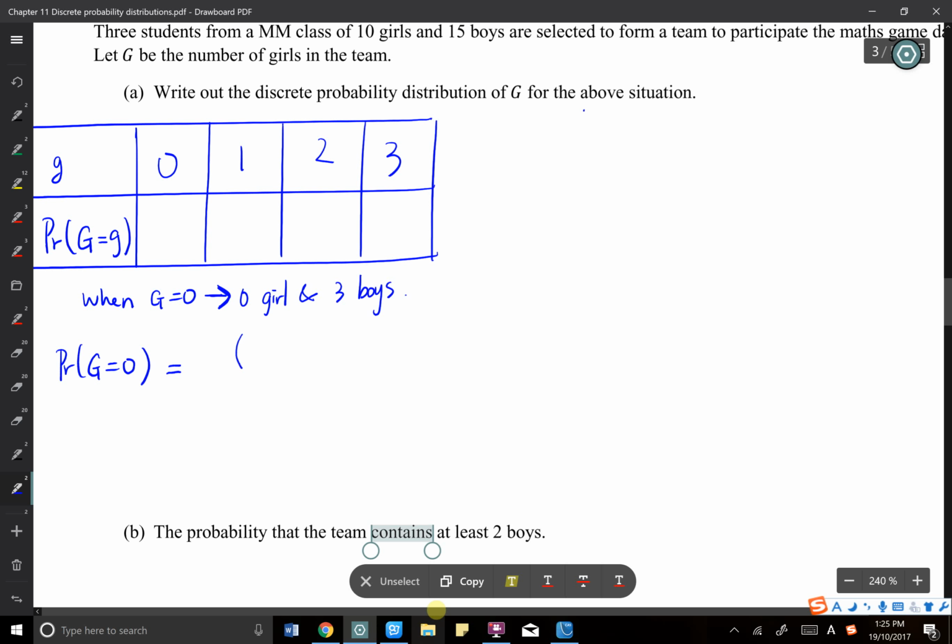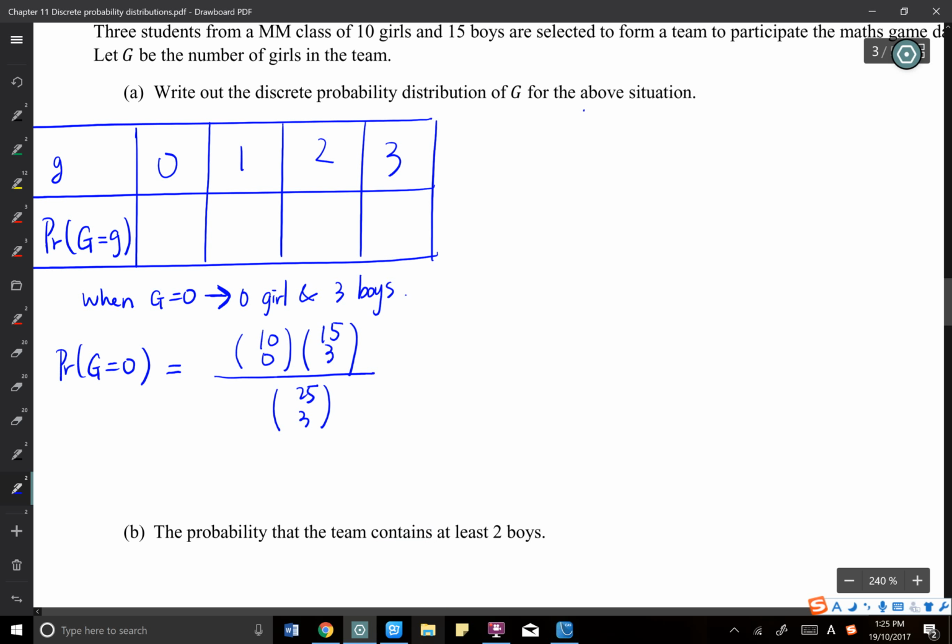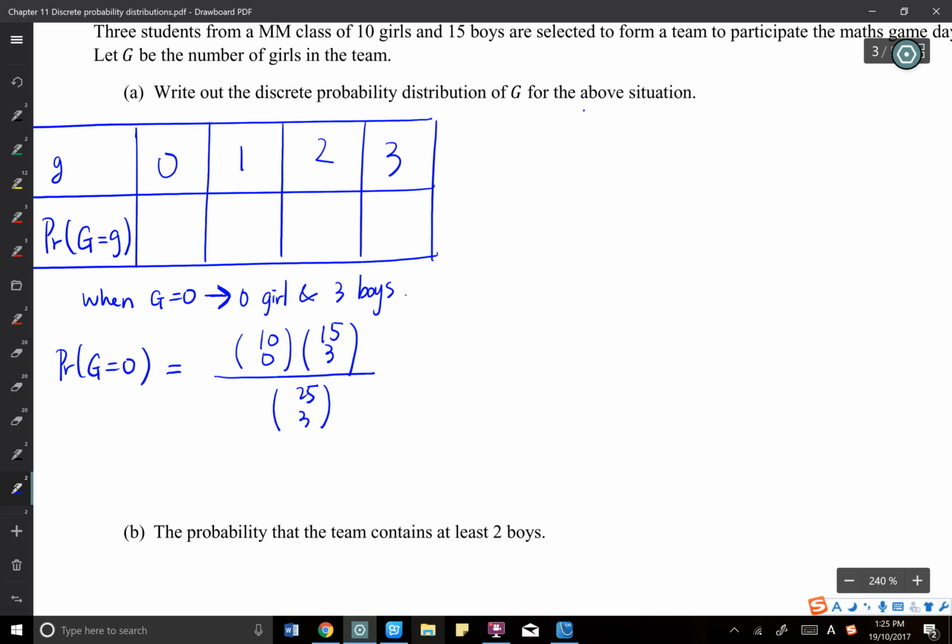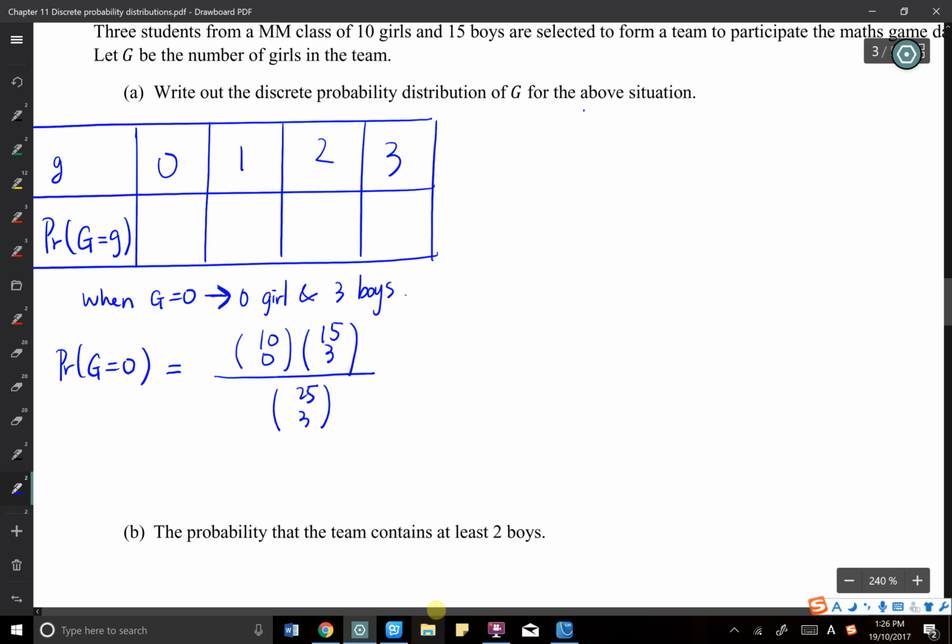So what I will do is select 0 from 10, and select 3 from the 15. The total, remember the total, will be select 3 from the 25. That will be the probability that G equals 0. Next, what does 10 choose 0 equal? This number here is 1. So I can just cross that out. What I have is 15 choose 3 over 25 choose 3.